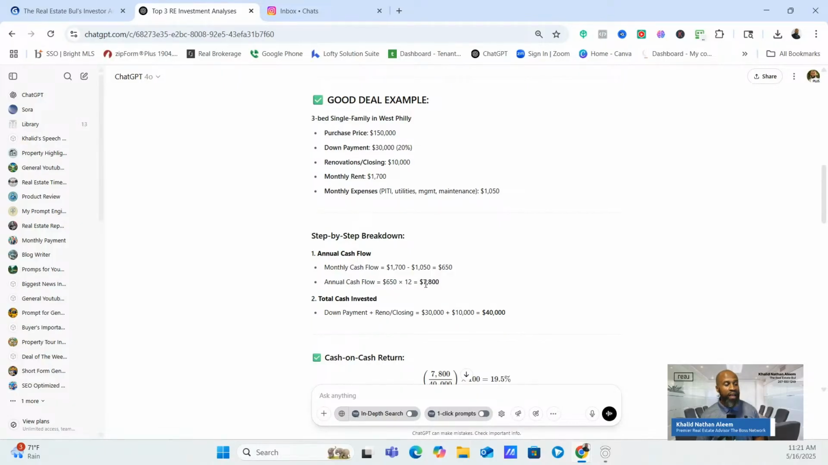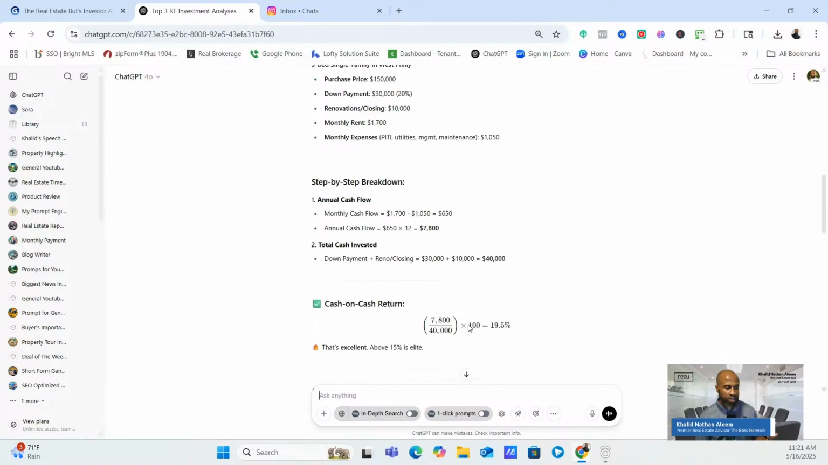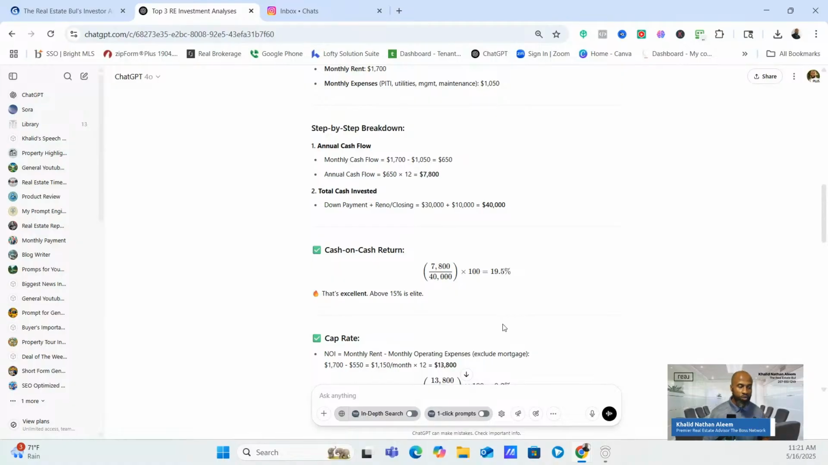That's $7,800. So if our total cash invested was the $30,000 for the down payment and the $10,000 for the closing costs and renovations, that was $40,000. If we divide the $7,800 by $40,000 and times it by 100, that's 19.5%. So our cash on cash return in this one will be 19.5%, which is an excellent cash on cash return. This would tell me to look more into this property.